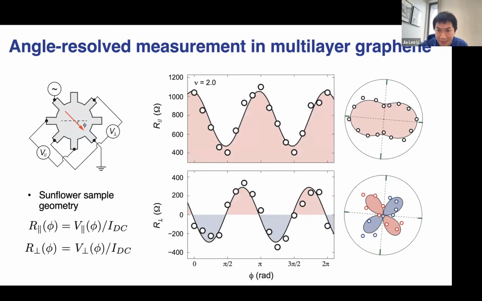These are actual data, I think, measured from both Bernal bilayer graphene. This is from twisted trilayer graphene, so nu equals 2, right? And the behavior, the black solid line is the equation I just showed you, the expected behavior for orthorhombic anisotropy, and the mirror axis is these two dashed lines, right? Along the direction of mirror axis, transverse resistance goes to 0.